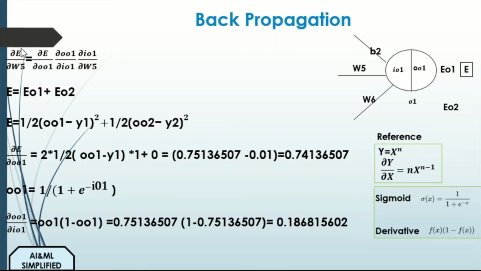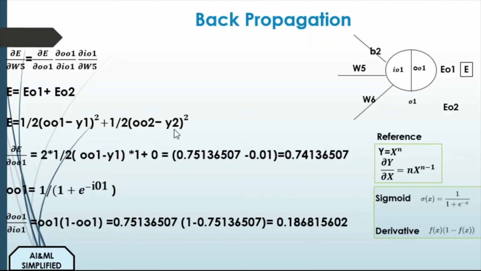If we have to compute the gradient of error with respect to weight W5, we can simply look at the gradient of error first with respect to O1, then the gradient of O1 with respect to IO1, and then the gradient of IO1 with respect to W5. And also we know that the total error is made up of error 1, EO1, and error 2, that is EO2. So the formula for the error, as we had seen in the previous section, was half of (predicted output from the first node minus y1) whole square, plus half of (predicted output from the second node minus y2) whole square.